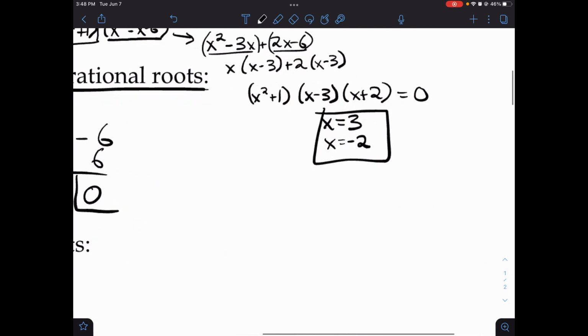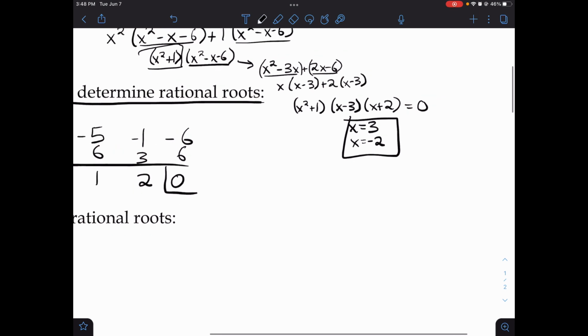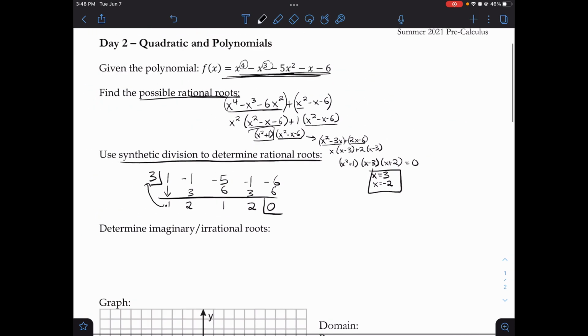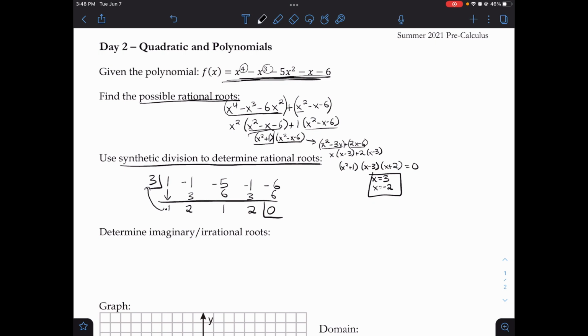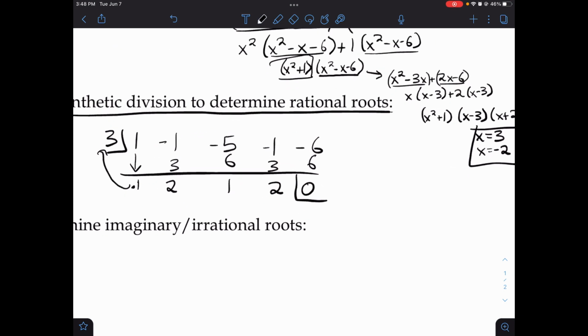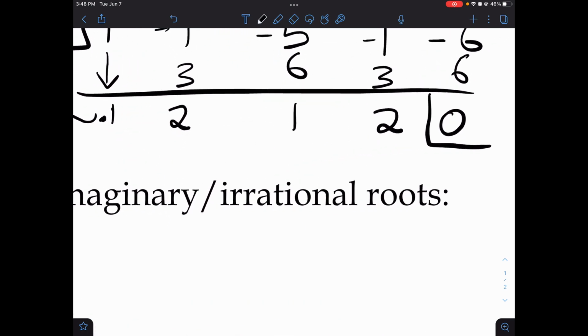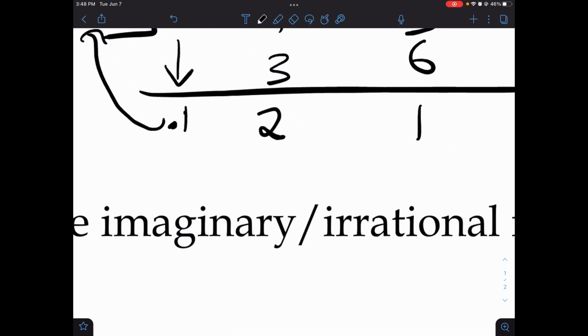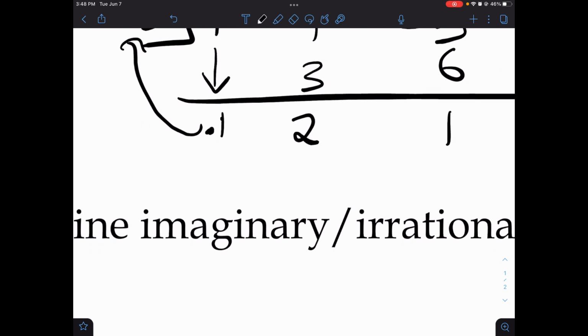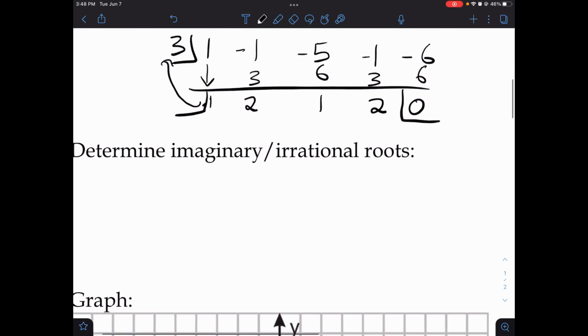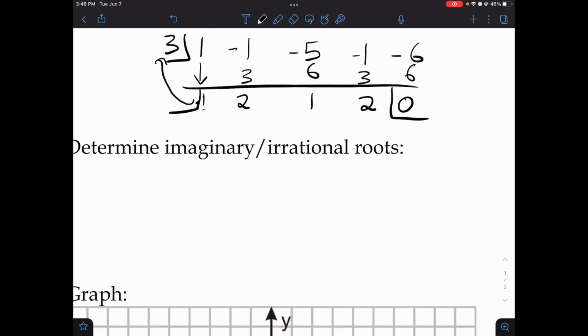So x minus 3 is a factor, and x is equal to 3 is a root of this function. Now, to figure out if x is equal to negative 2 is a root, we just use synthetic division on the new polynomial we get, which is x to the third plus 2x squared plus x plus 2.